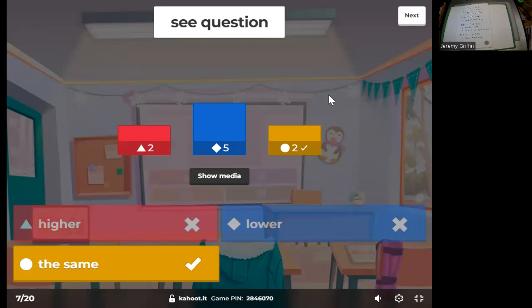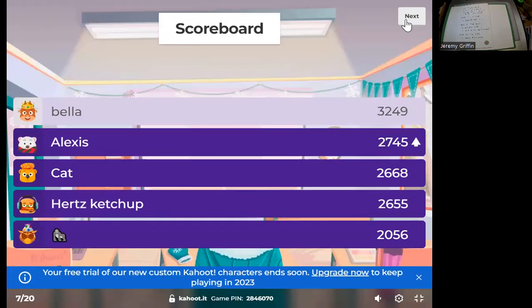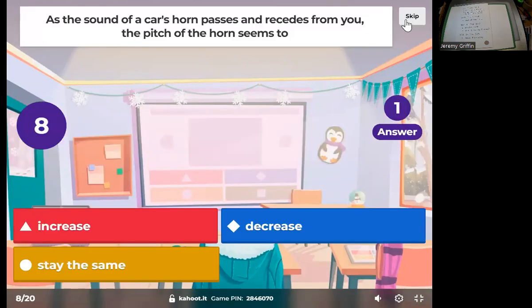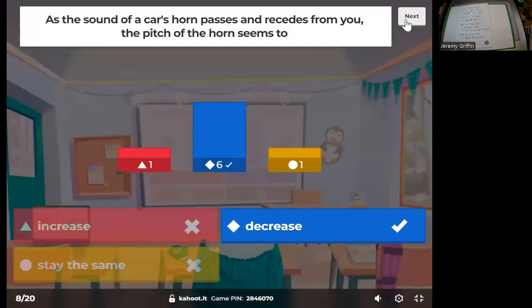Now the frequency observed can be different, right? If you're talking about how often the crests blow up against the shore or something. But speed is just whatever it is. That didn't change. Frequency can change, wavelength can change, but the speed is just whatever it is for some particular medium. As the sound of a car's horn passes and recedes away from you, the pitch seems to decrease. There you go.